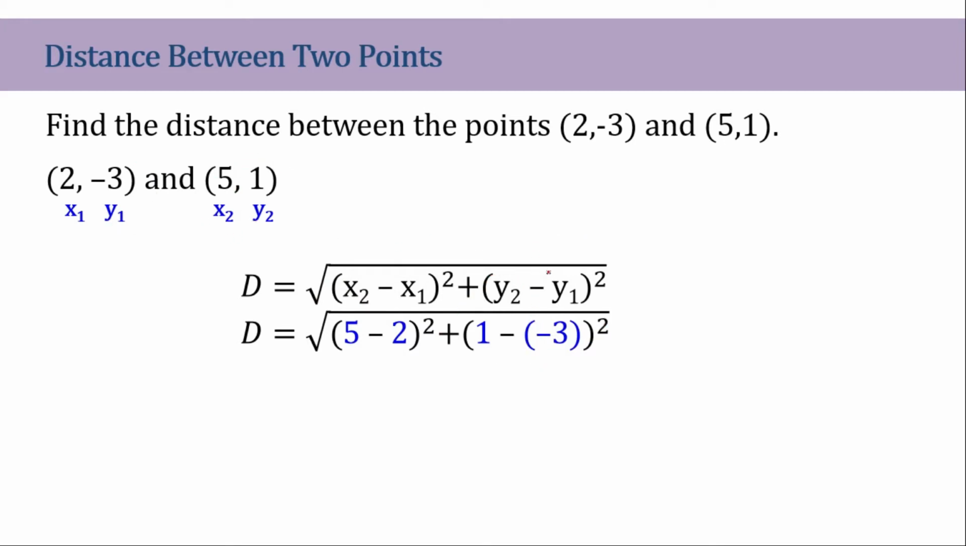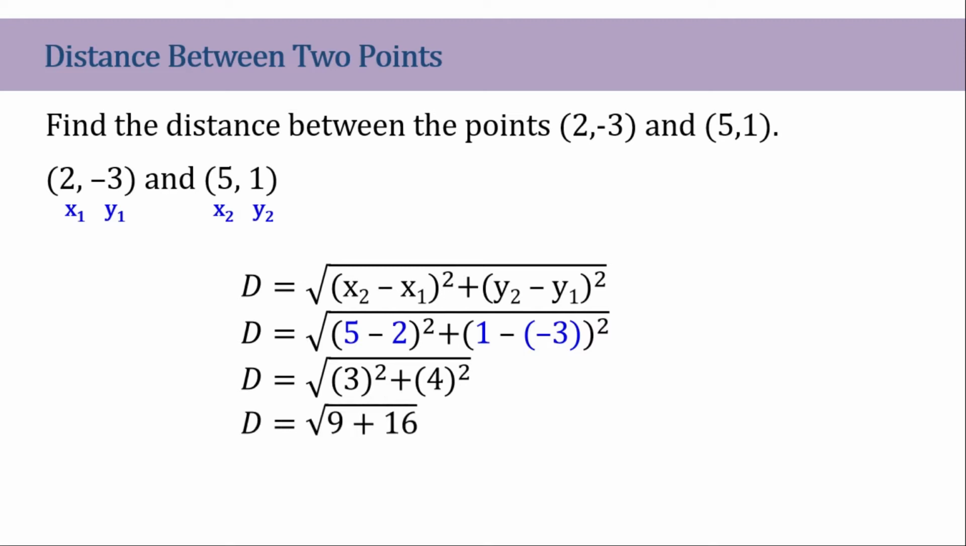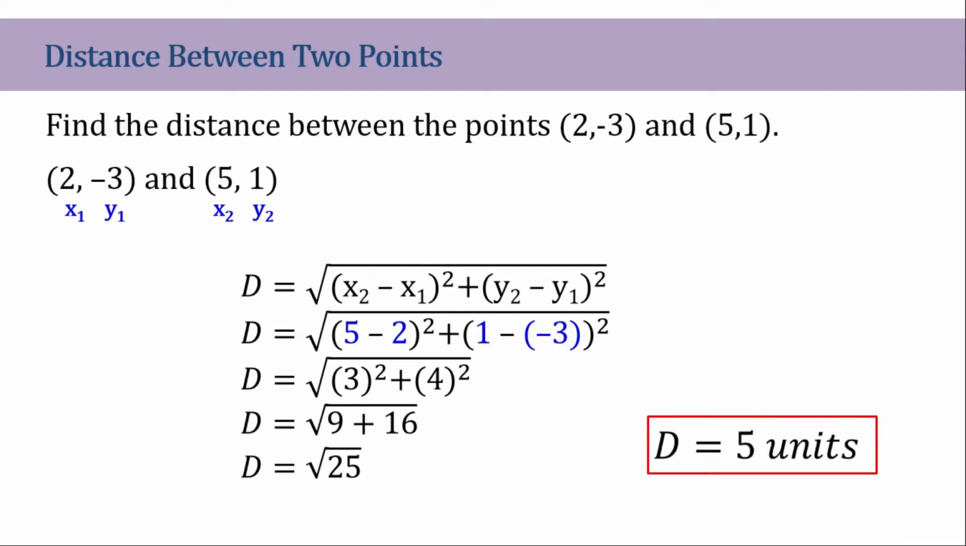y sub 1. Please remember that if you're going to substitute a negative value, just put a close and open parenthesis on it so that you will not be confused of the sign here. Now let's evaluate it further. 5 minus 2 is 3 squared. Then 1 minus negative 3 is positive 4 squared. So 3 squared is 9 and 4 squared is 16. So the distance is equal to the square root of 25 or 5 units. Remember that the distance is always positive.